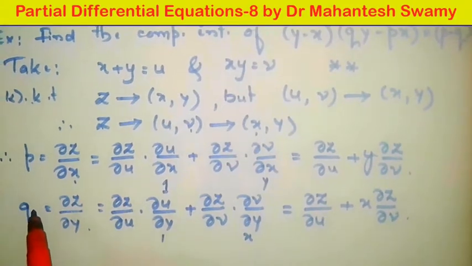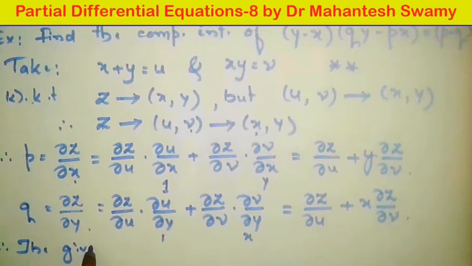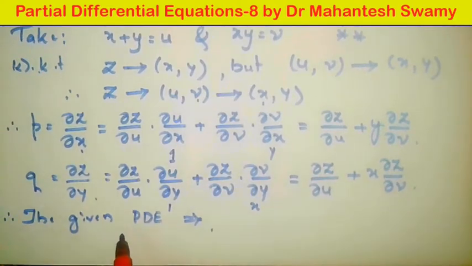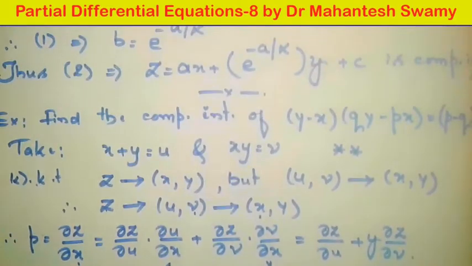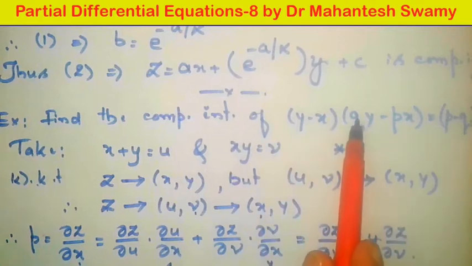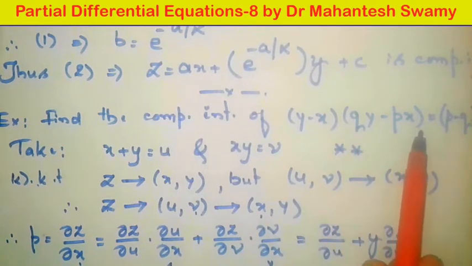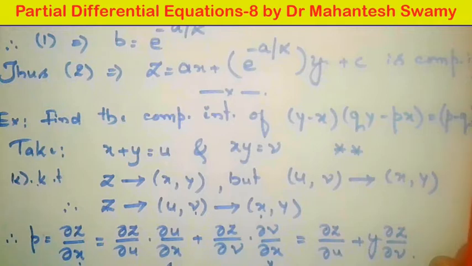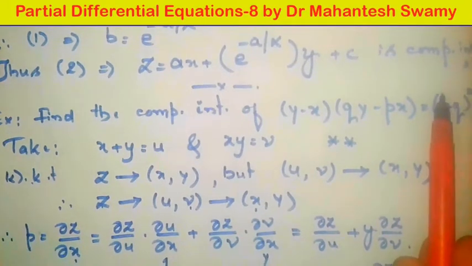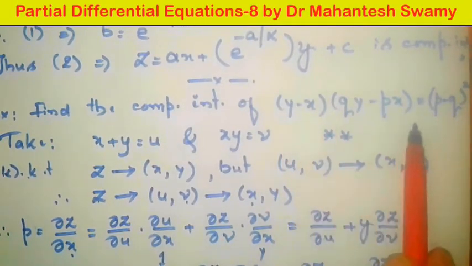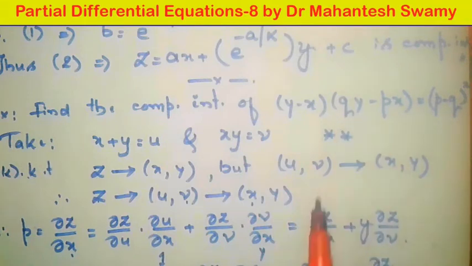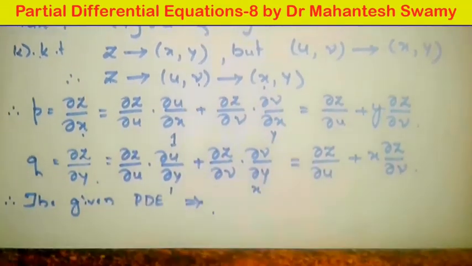Then what happens to equation number 1? Therefore the given PDE, which we consider as equation number 1, we will rewrite it. So what is the given PDE? If you look at the given PDE, it is y minus x into bracket q into y minus p into x on LHS, p minus q whole square on RHS. So by looking at this differential equation, if we substitute the values of p and q, how the differential equation looks, let us write down.